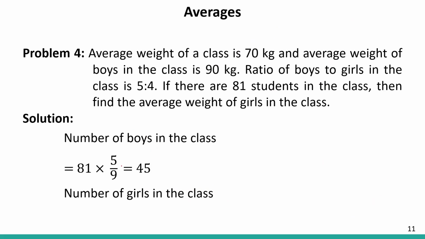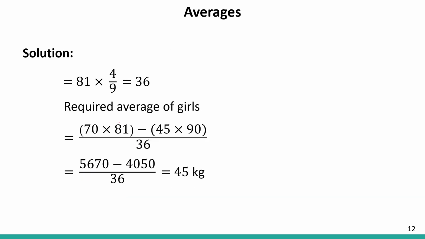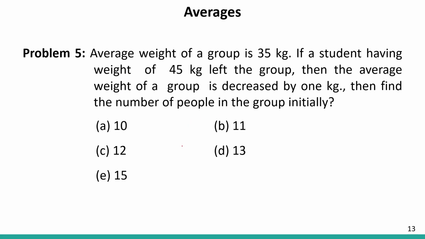So number of boys in the class is equal to what? 81 into 5 by 9, that is equal to 45. And number of girls in the class is equal to what? 81 into 4 by 9 is equal to 36. So required average of girls is equal to 70 into 81 minus 45 into 90 whole by 36, because number of girls is equal to 36. So 5670 minus 4050 whole by 36, that is equal to 45 kilogram. So 45 kilogram is the correct answer here.